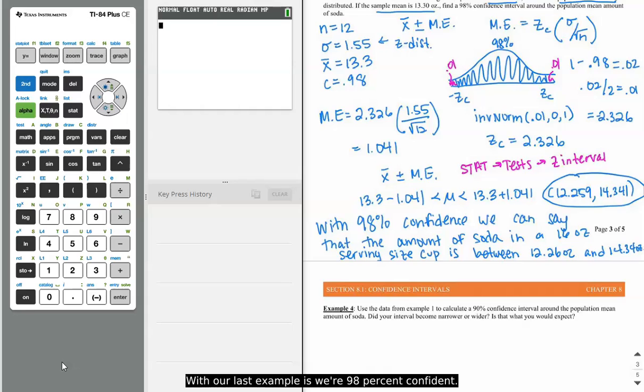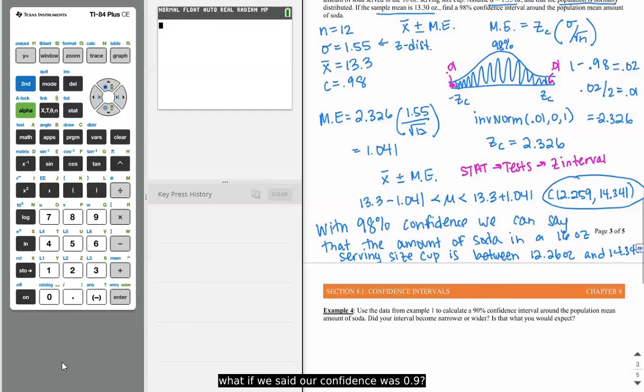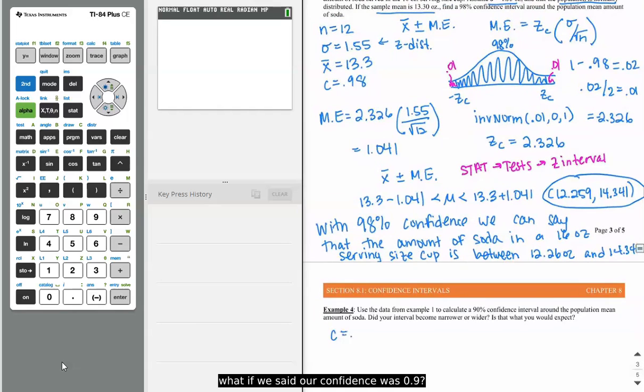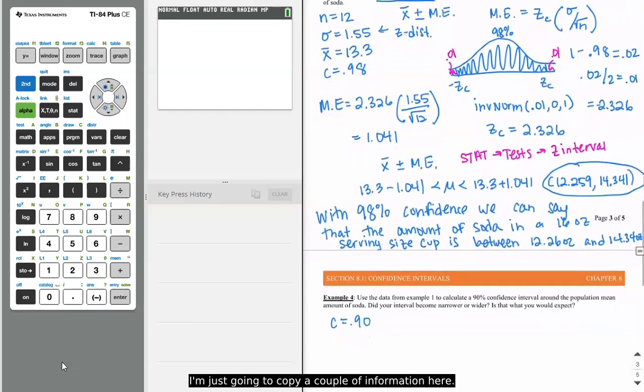Okay, so with our last example we were 98% confident, right? And with this one, it's saying, what if we said our confidence was 0.9? So I'm just going to copy a couple of our information here. Sample size was 12, population standard deviation was 1.55, and the sample mean was 13.3.